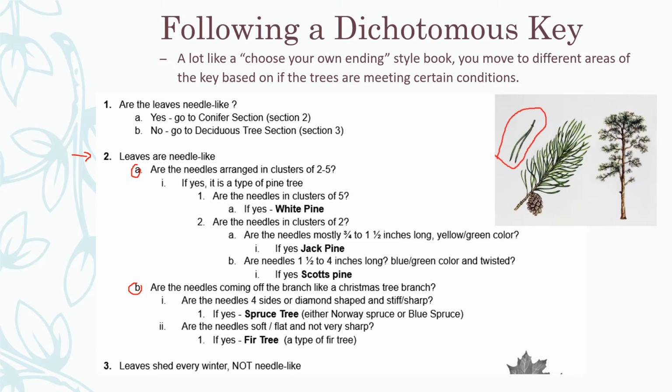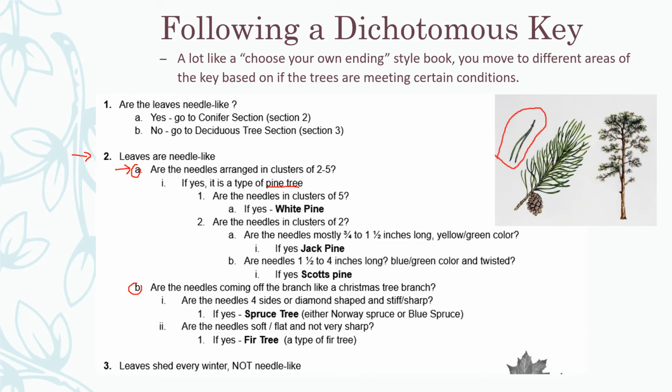So the first question, this one here: are the leaves arranged in clusters of 2 to 5? Let's say the tree that we're looking at does have clusters of needles in 2 to 5. So we're going to stay in this question chain. If yes, which yes it does, then we know that it's a type of pine tree. But what specific type of pine tree? So we're going to see these next questions.